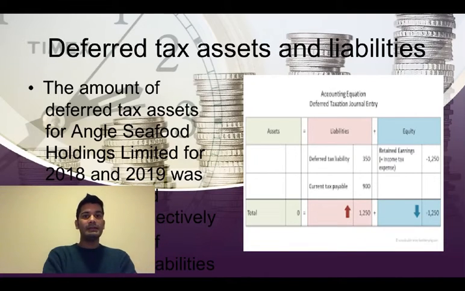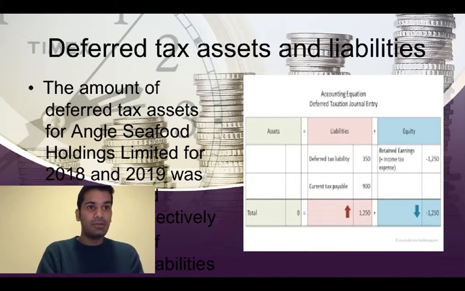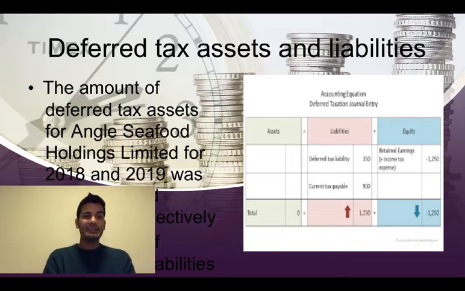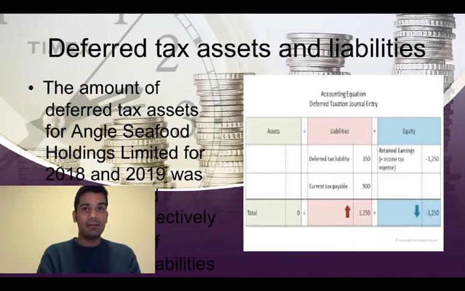In this slide, we are going to discuss the deferred tax assets and liabilities. In the financial statement of Angel Seafood Holdings Limited, there is an existence of both deferred tax assets and liabilities. The amount of deferred tax assets for Angel Seafood Holdings Limited for 2018 and 2019 was approximately $1.5 million and $4.3 million respectively.